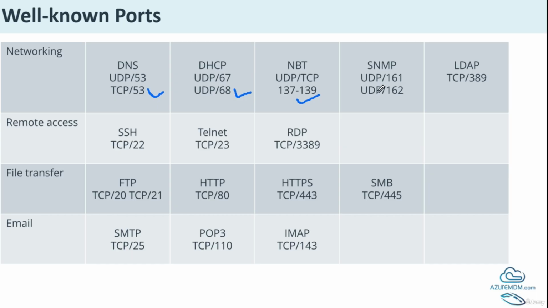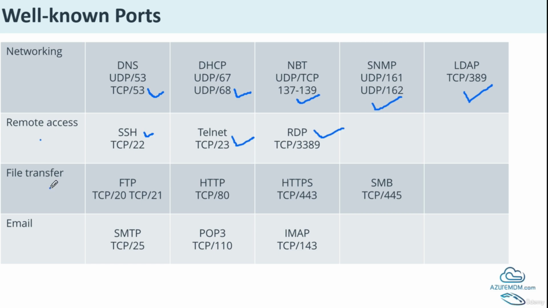SNMP monitors the network with UDP 161 for queries and 162 for alerts. LDAP, which manages the directory services, uses TCP 389. Remote access: SSH is secure remote login. It uses TCP 22. Telnet is unsecure remote login. It uses TCP 23. RDP is the remote desktop control that uses TCP 3389.